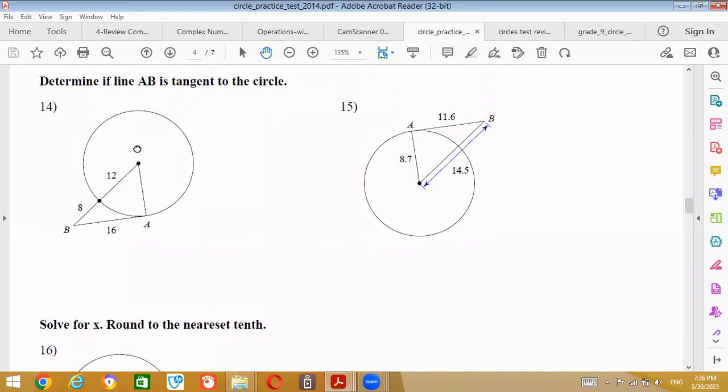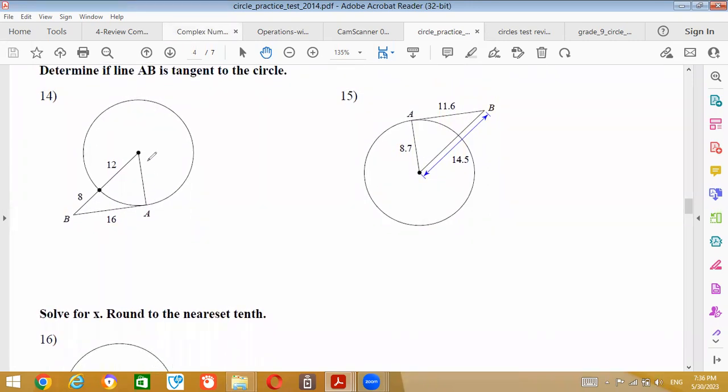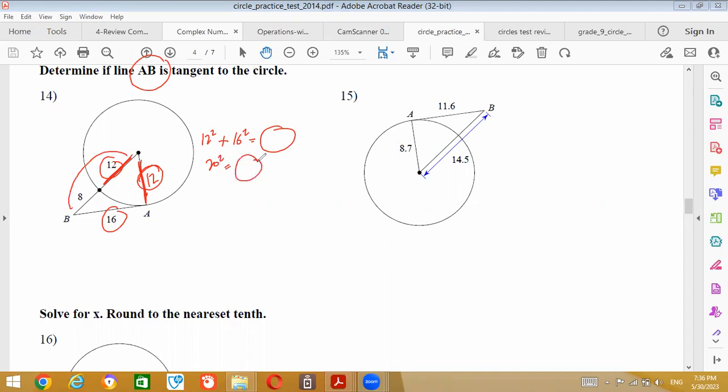In this example, it's not to get this length. He is saying determine if AB is a tangent. So if this radius is 12, this is also 12. So what you are going to do is use the Pythagorean triple. This is 12 squared plus 16 squared, and you will get the answer separately, and then here it's 20 squared, and you will get the answer separately. If this equals this, it is a Pythagorean triple, so this is the right angle, then AB is a tangent. If they are not equal, then AB is not a tangent.